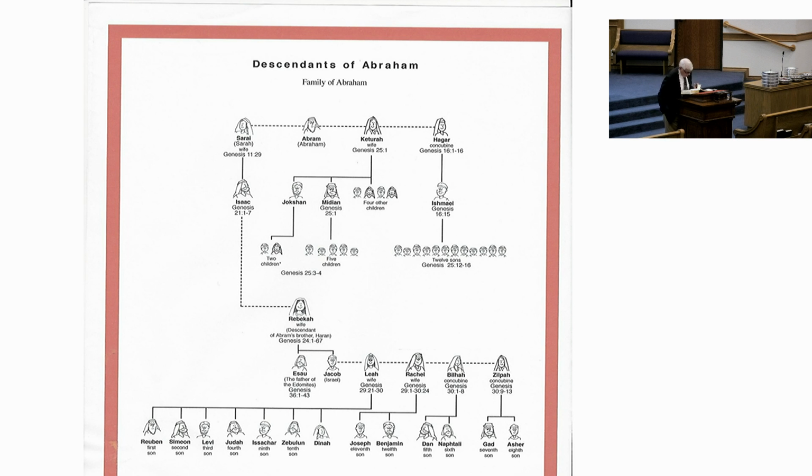Second Samuel 8:13. And David made himself a name when he returned from killing 18,000 Syrians in the Valley of the Salt. He also put garrisons in Edom. Throughout all Edom he put garrisons, and all the Edomites became David's servants. And the Lord preserved David wherever he went.